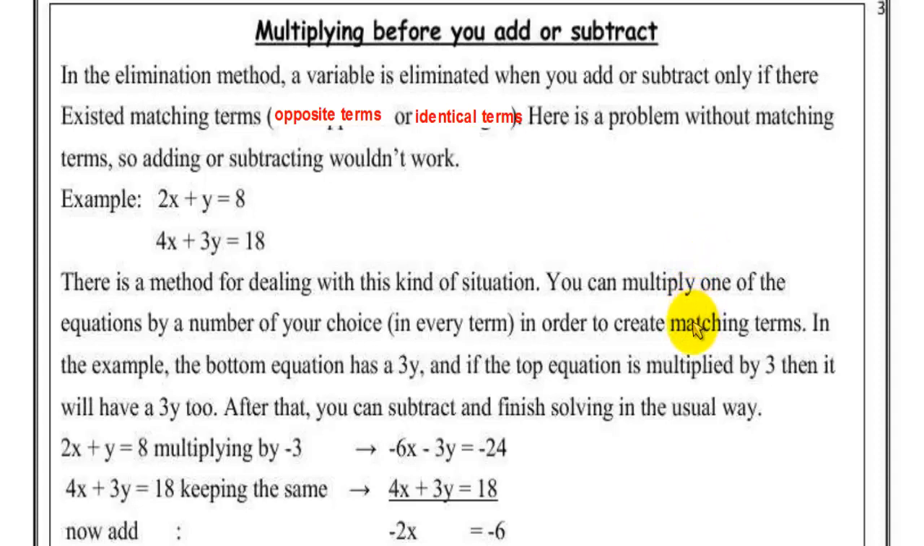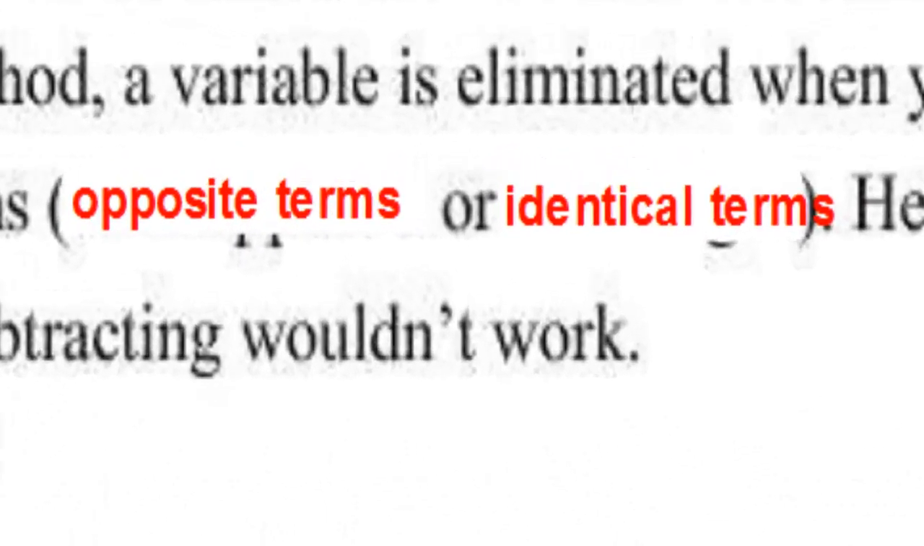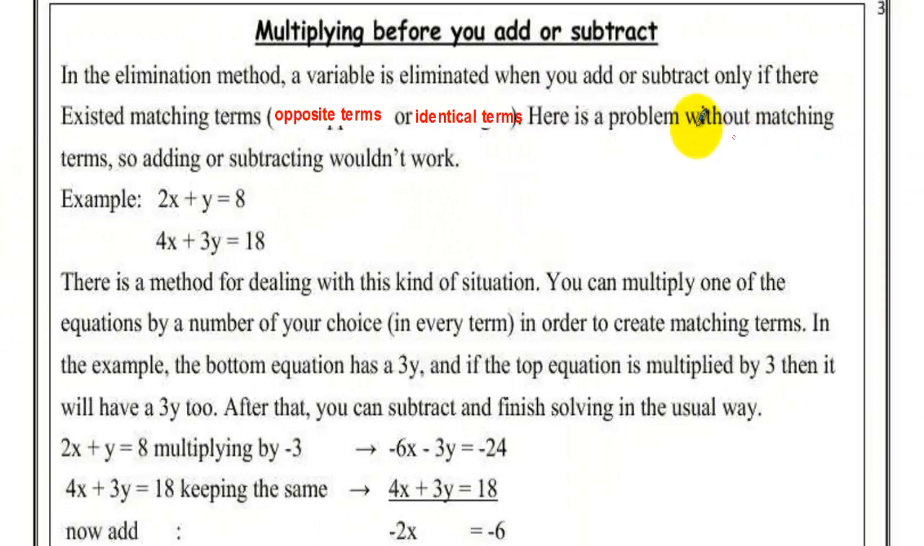Alright, here's now the second part of our elimination video. From the first part, we learned that a variable can be eliminated after adding or subtracting the two equations, but only if we have matching terms, meaning opposite terms or identical terms. But not all systems will have matching terms.